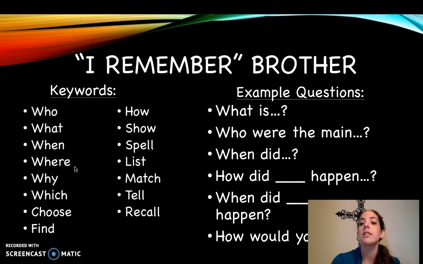Some question stems that might help you is, what is the color of the bear's shirt? Or who were the main characters? When did this happen? All the students are having to do is remember what was said in the story or what was taught in the lesson. This is rote memorization. This is also a very important concept in learning as well as continuing to build on their question levels.